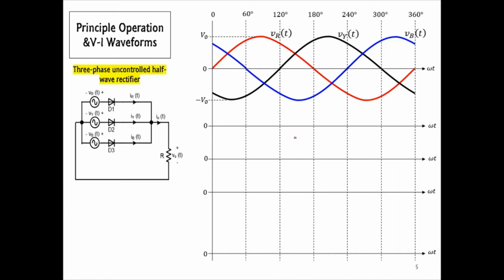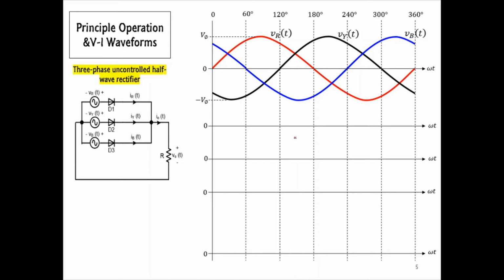Now, I will explain the operation and how to sketch voltage and current waveforms of the half-wave rectifier. Principally, only one diode will turn on at one time.